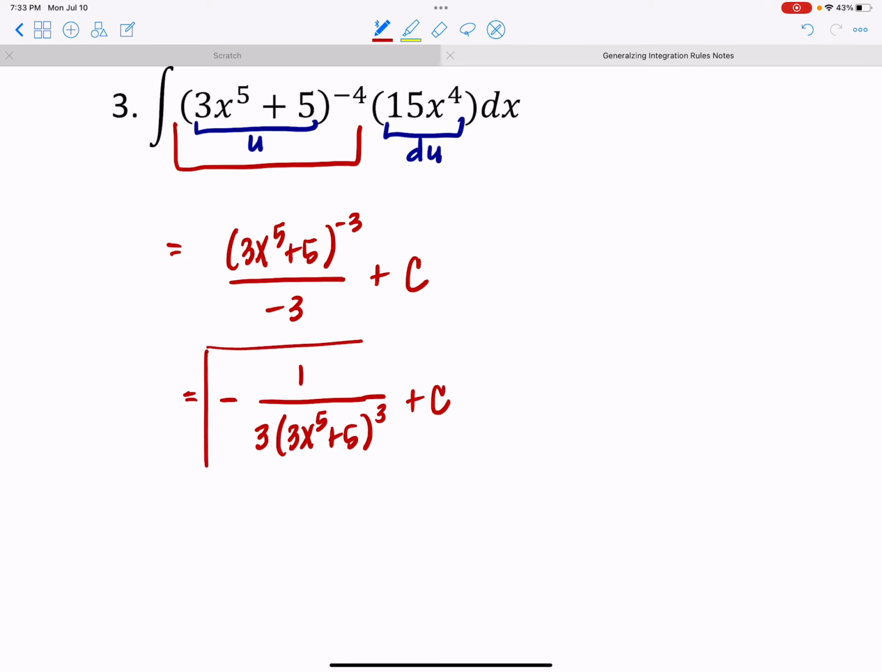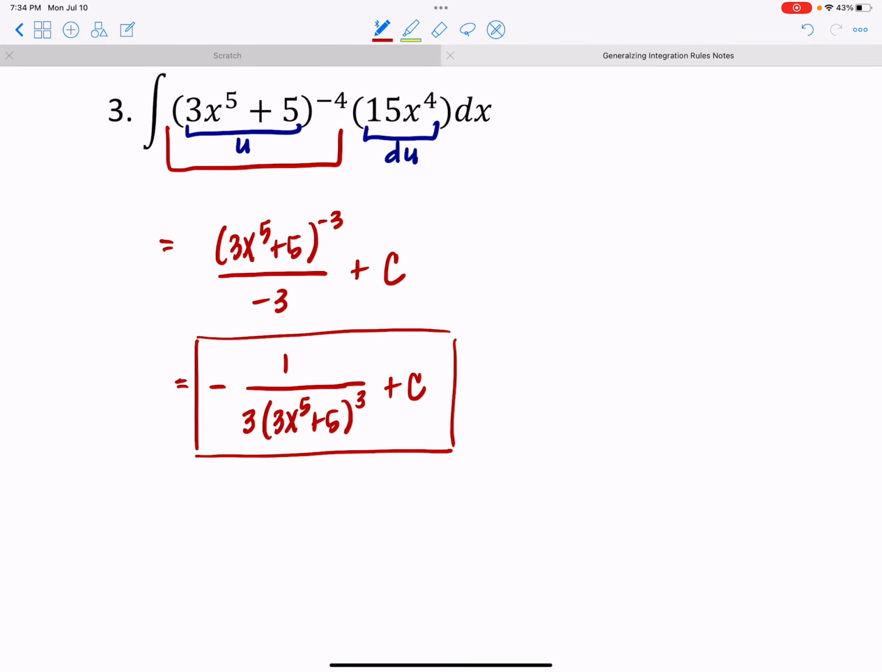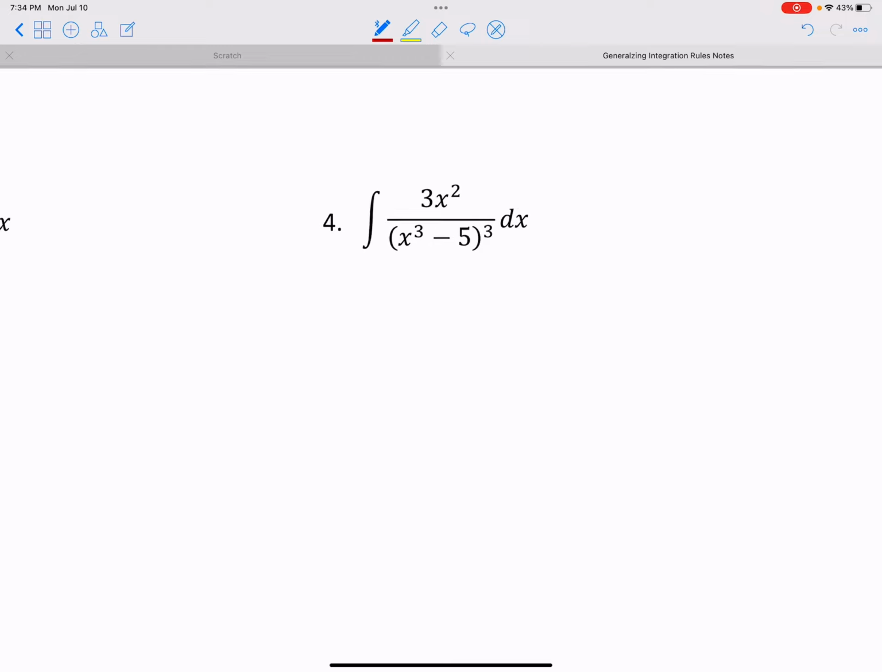So now we're good here. Okay, and if you wanted to leave the negative, you could, but I don't know, it just looks a little weird sitting there on the bottom of the fraction, but it's fine. Okay, so there's multiple forms of that correct answer, but there you have it. And one more.